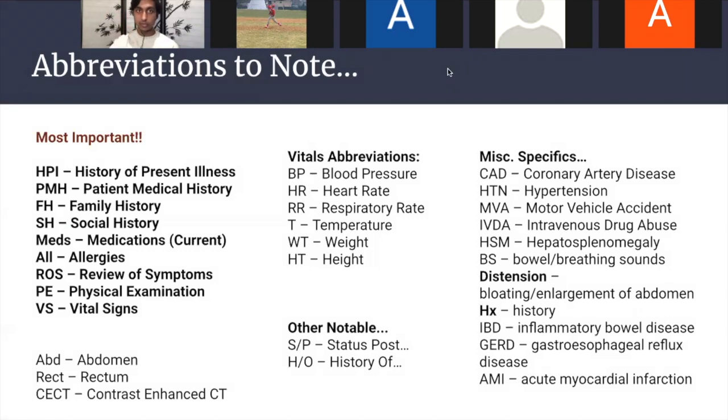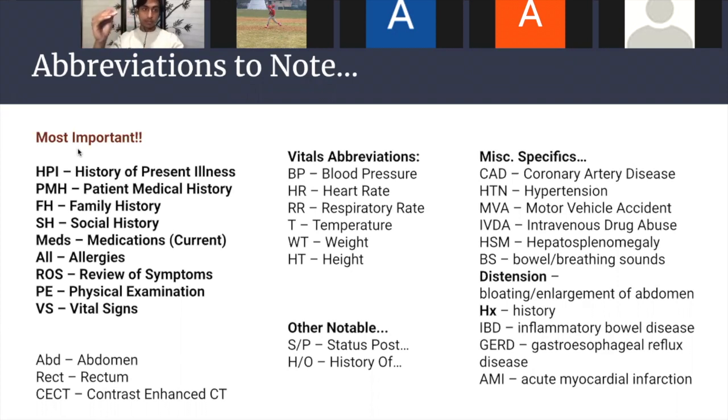So here is a very important set of abbreviations that I want everyone to take note of. I'm going to keep these abbreviations up when you actually do the case studies, which is just this last slide. But very important. I want to read these because they're crucial to understand. HPI, history of present illness. On the first case study, you'll see all these breakdowns.